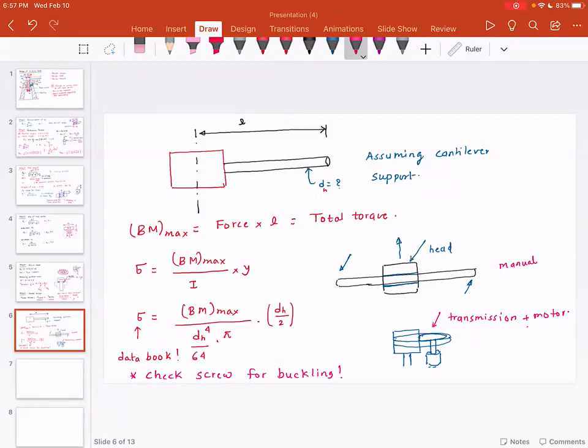Now, at this point, I want to ask you if there are any questions. Are there any questions on the screw jack? If you look at the textbook, there are a couple of worked out problems, and you are welcome to refer to those problems as reference, but the design procedure is fairly straightforward. Any questions here?